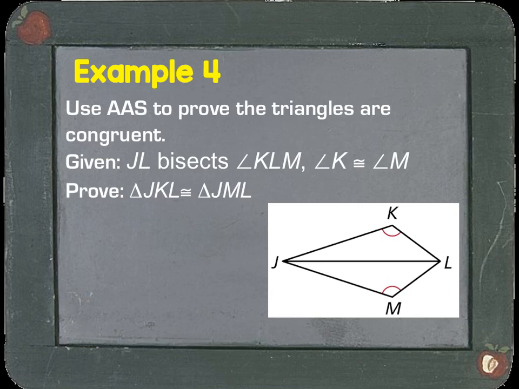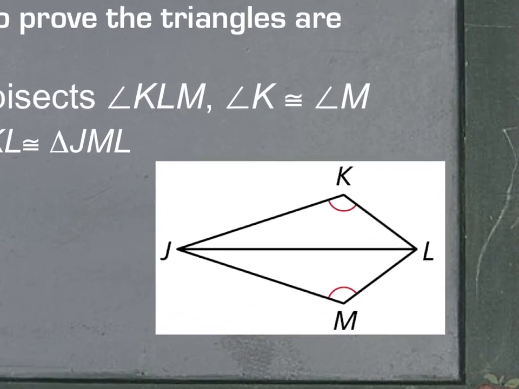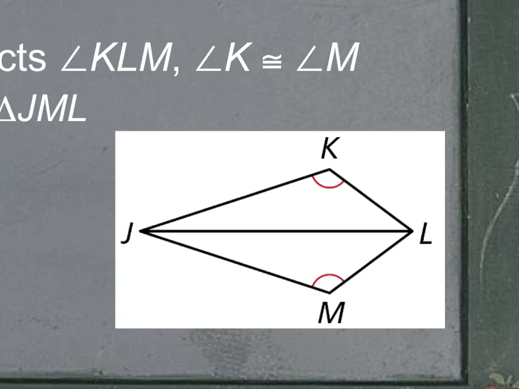Okay, example 4. Use Angle-Angle-Side to prove the triangles are congruent. We're given that JL bisects angle KLM. So just with that information, that JL bisects angle KLM, what do we know from here? What's equal? So this segment is bisecting this angle. They're congruent. What's congruent?